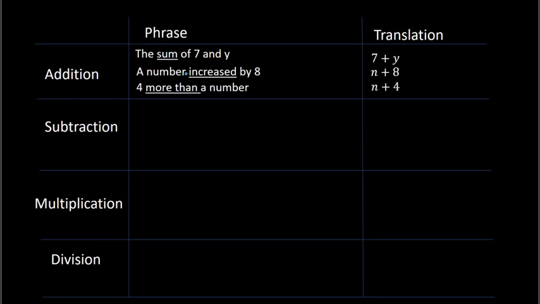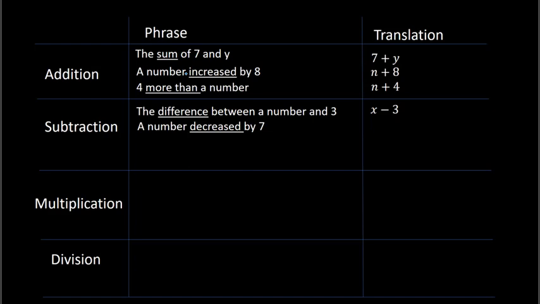Next we have subtraction. We have a phrase, the difference between a number and 3. The word difference means subtraction. So you're subtracting a number and 3. A number would be some variable, could be n, could be x, whatever. So you're taking the number and then subtracting 3. So we'd have x minus 3, for example.